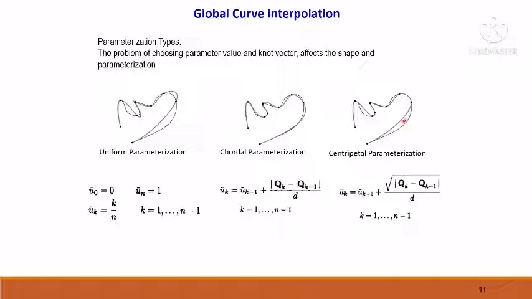The third one is centripetal parameterization. As you can see in the chordal, when there is an edge in the curve, it gives some error in the data. But centripetal parameterization does not give errors when there is an edge. But when seen in the overall diagram, it has somewhat more error than the chordal. So people use chordal parameterization these days rather than centripetal if the data has smoother curves and no edges. If there is an edge present, then centripetal parameterization can be used in place of chordal parameterization.